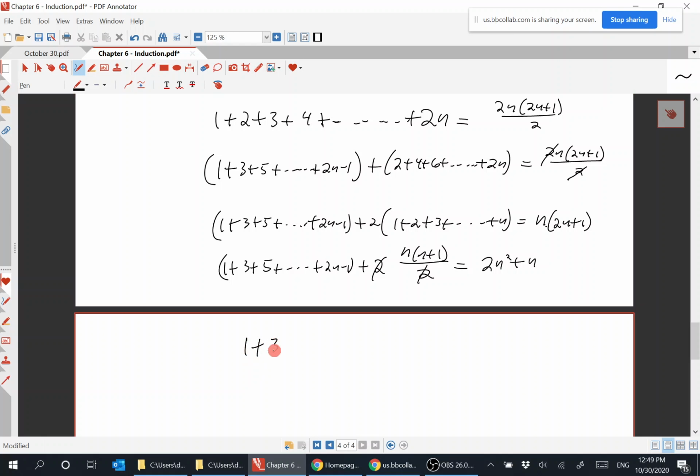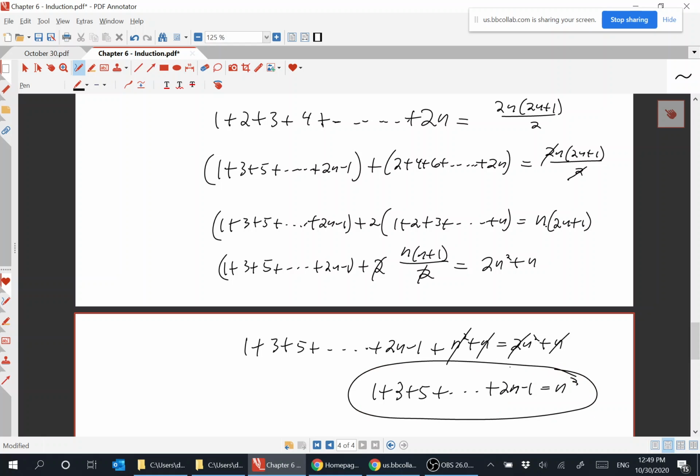So here I got 1 plus 3 plus 5 plus up to 2n minus 1 plus, this is n squared plus n. It's 2n squared plus n, so those cancel. One of these cancels, so I got 1 plus 3 plus 5 plus up to 2n minus 1 is n squared. Nice. I've never thought of that. So you can teach old mathematicians new tricks.